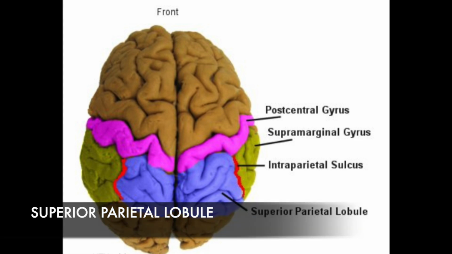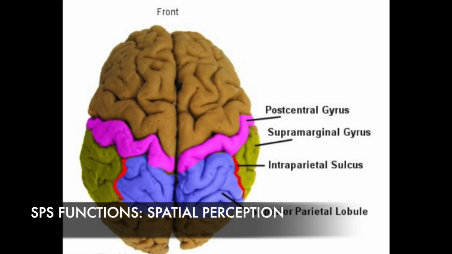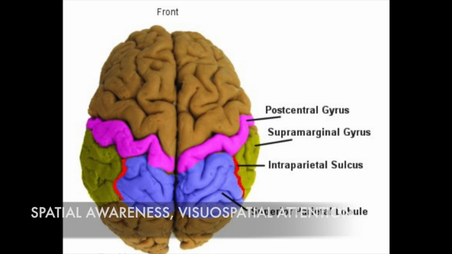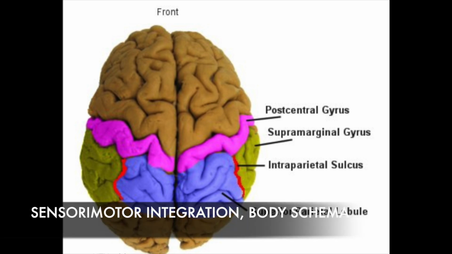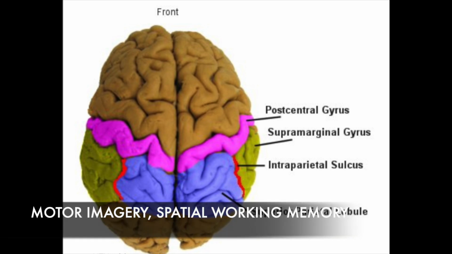I remember the superior parietal lobule because superior athletes need to have a superior parietal lobule in order to have good spatial perception and awareness, visual spatial attention, sensory motor integration, body schema, motor imagery, and spatial working memory.